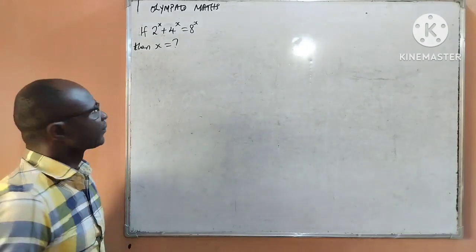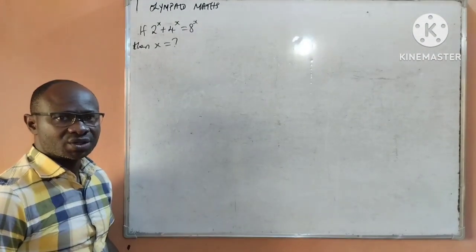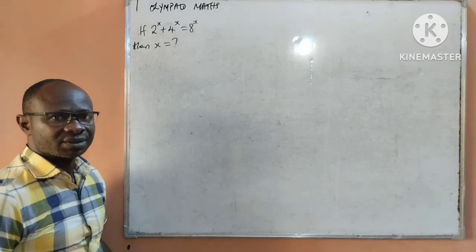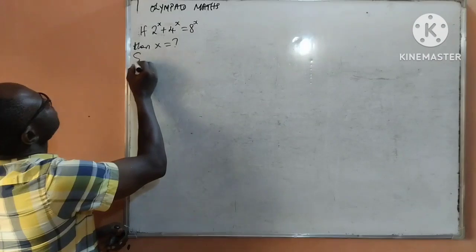It is given, if 2 raised to the power x plus 4 raised to the power x is equal to 8 raised to the power x, then what will be the value of x? Let us solve the question. Solution.